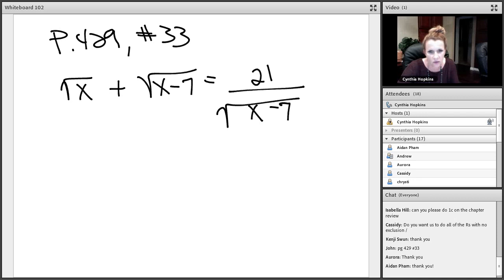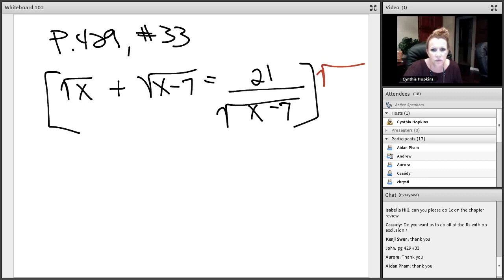And so students in my class know that I say whenever you see a fraction in an equation, get rid of the denominators first. So the only way I can get rid of the square root of x minus 7 is if I multiply the entire equation by the square root of x minus 7.